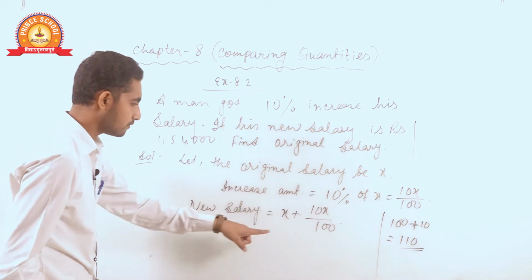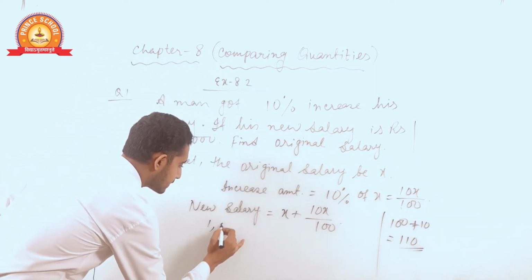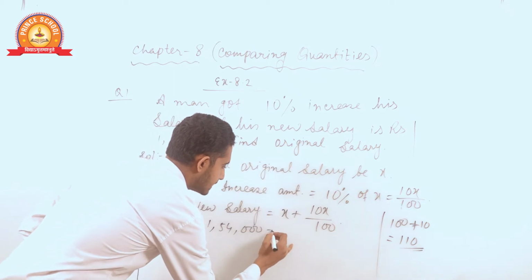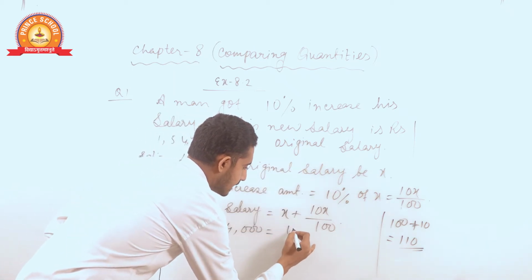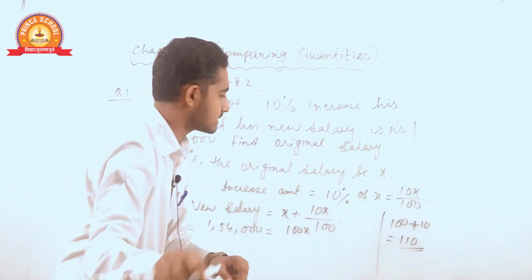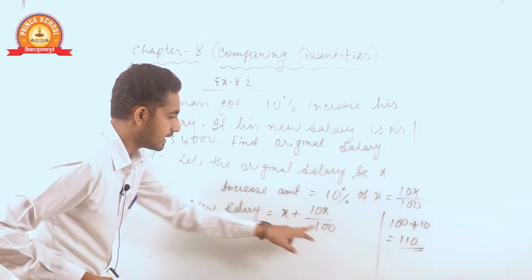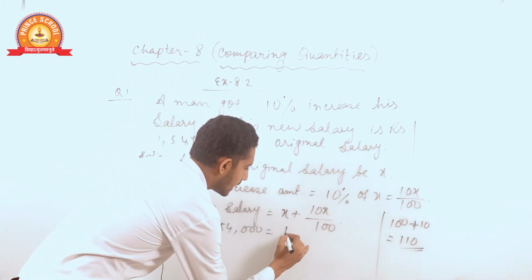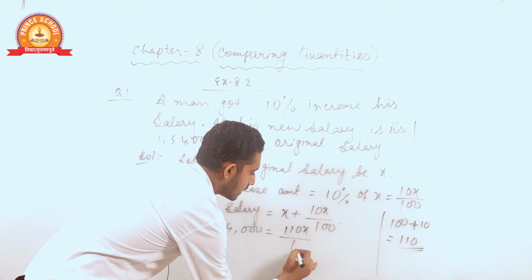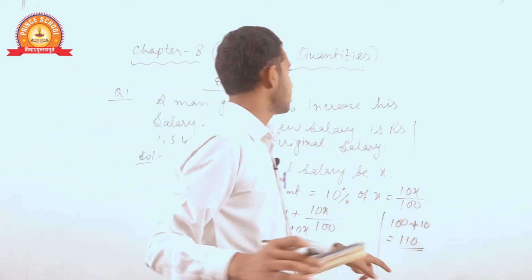Now from this equation, new salary is equal to how many? 1,54,000 is equal to 100x plus 10x, that is 110x upon 100, because we will solve that equation directly. If you solve this equation, then your x will be found easily.